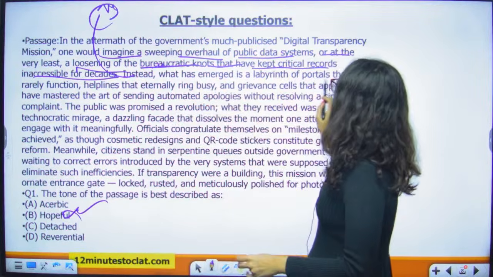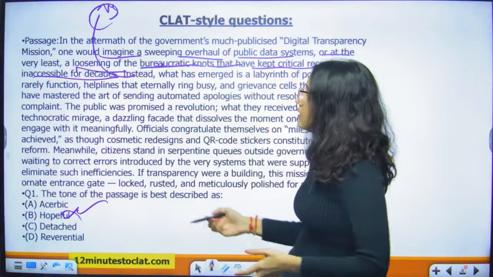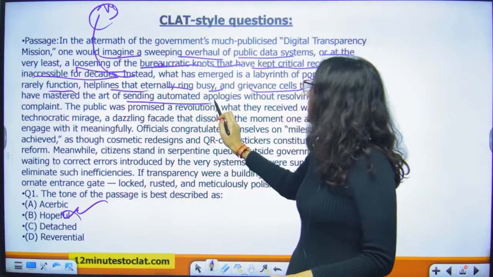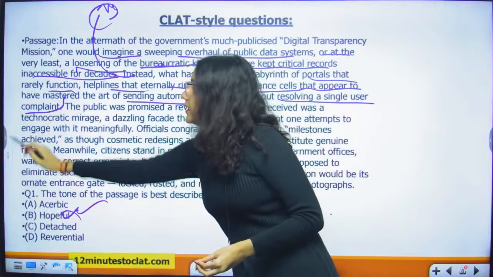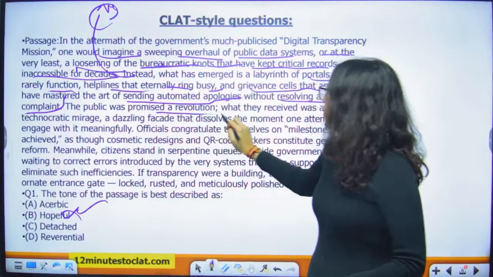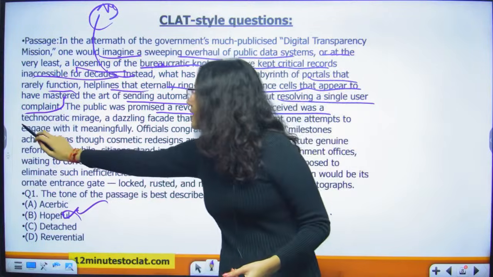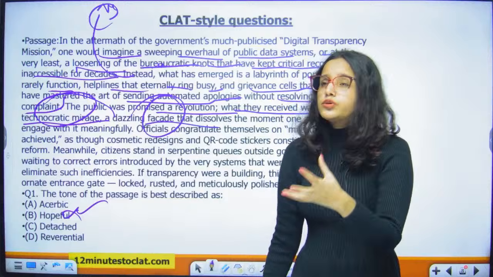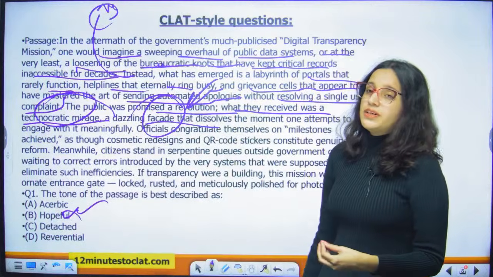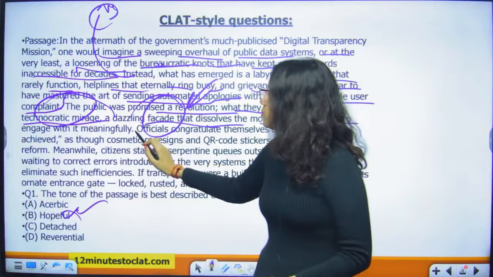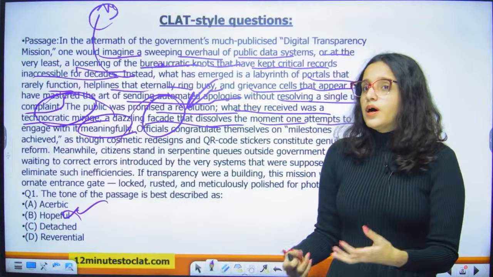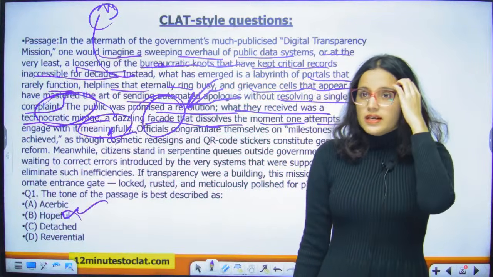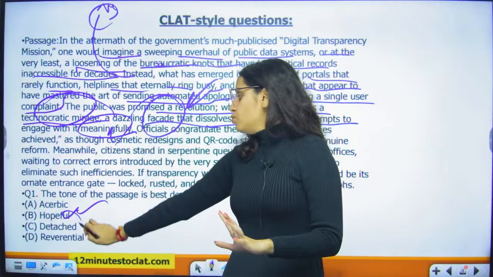I read further: portals that rarely function. Again, negative. He's saying portals are there, but they rarely function. Helplines that eternally ring busy, and grievances that appear automated without resolving. Heavily negative. Public promise for revolution, what they received was technocratic hash. With words like static hash, the government is creating an illusion. It dissolves, the mirage shatters the moment you try to engage with it. A strong, bitter criticism of the government. I genuinely cannot understand why people are saying hopeful, right?